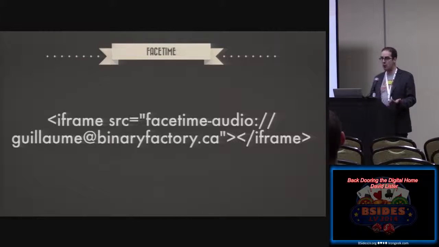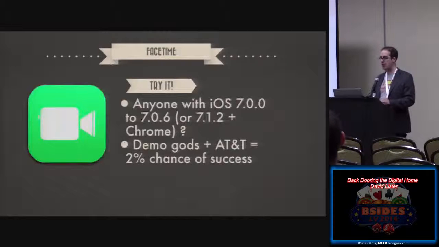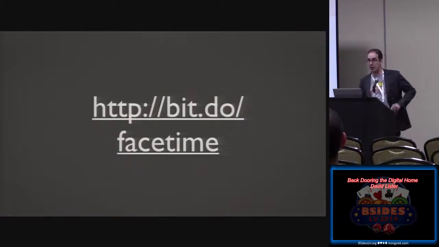So if there's anyone that's got iOS 7 to 7.0.6, or that's got the latest version and has Chrome, well, demo gods plus AT&T roaming equals a 2% chance of success. But if you browse there during the talk, that's probably going to call my phone, which is on mute, so we can do a small live demo.